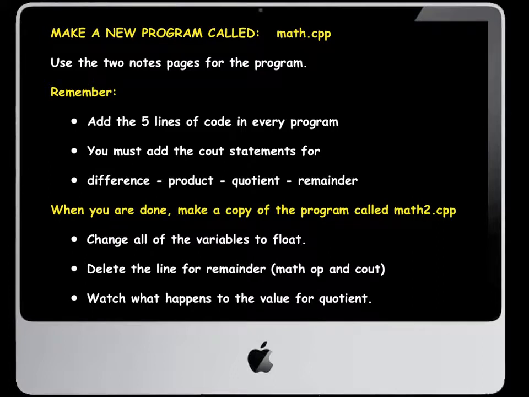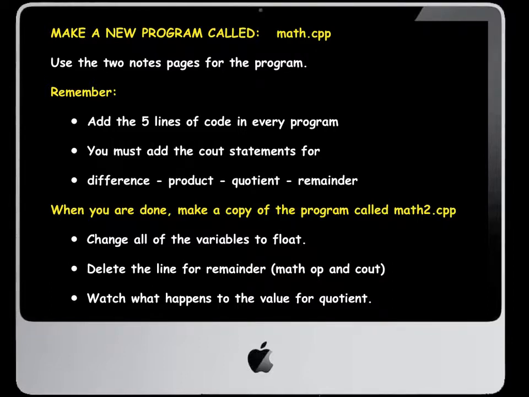Okay, now what I want you to do is make a new program called math.cpp. Use the 2 pages that I instructed you to place in your notes to make the program. Remember, we have to add the 5 lines of code we know that are in every program. You must also add cout statements to find the value for difference, product, quotient, and remainder. I did not give you those in the notes program, so you must add them yourself. Now when you are done, look at the results for each value, pay particular attention to quotient and remainder.